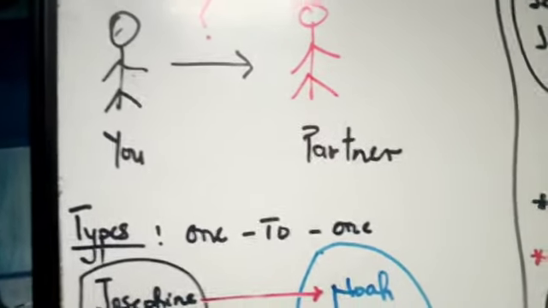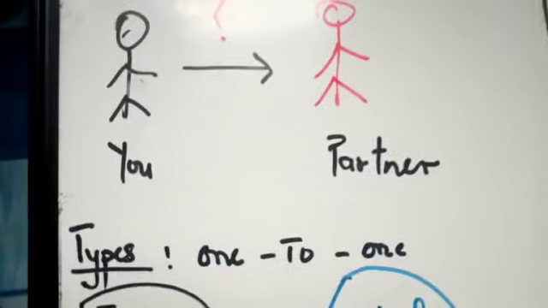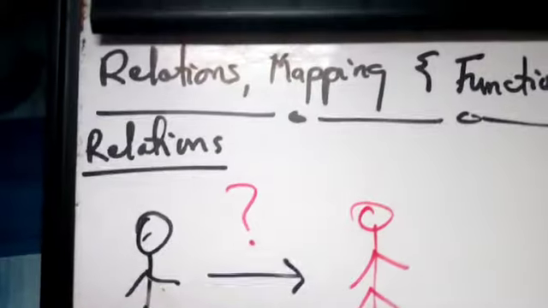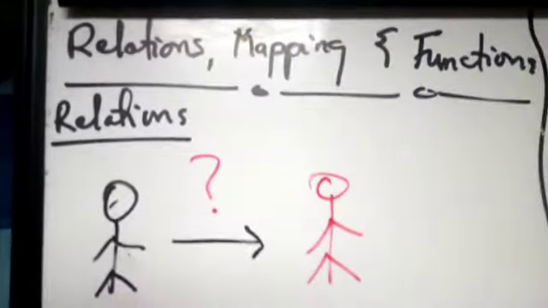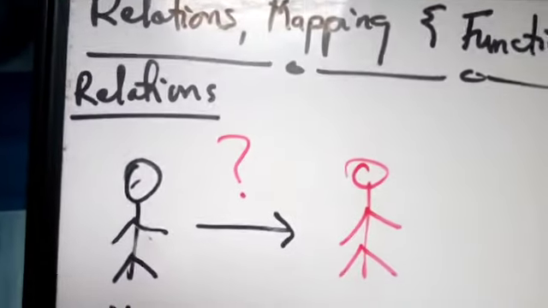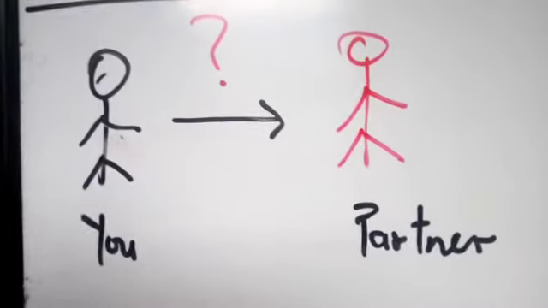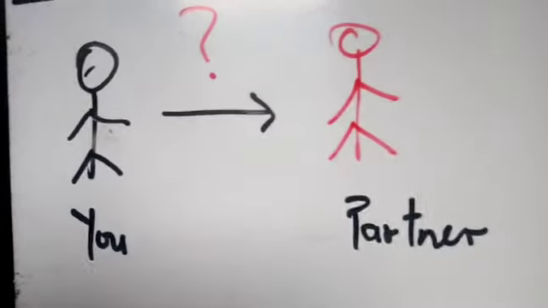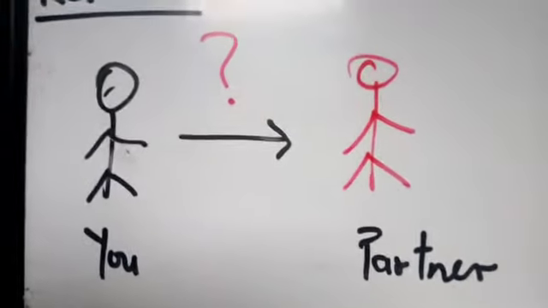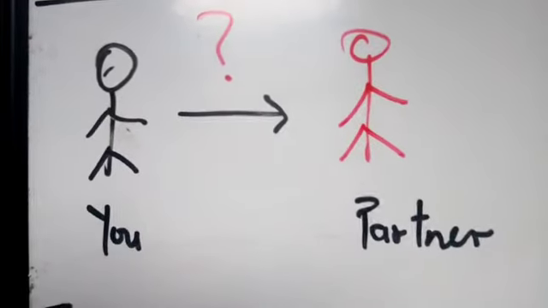The topic is relation mapping and functions. So in this video we are going to discuss only a relation. When they say a relation, what exactly is a relation? Just like a relationship, what is a relationship? A relationship here is a connection between two or more people, right? So the connection between two or more people.